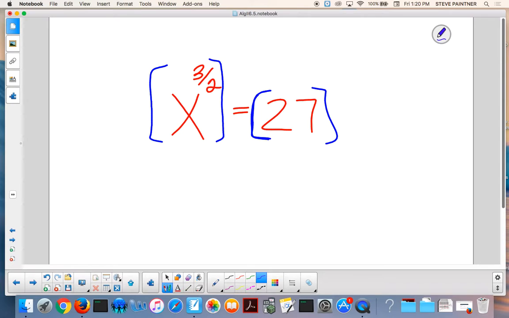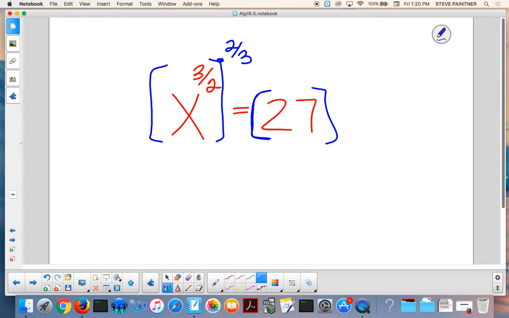Okay, it's an exponent and it's a fraction. So to get rid of a fractional exponent, raise it to another power. What's the other power you raise it to? The answer is the reciprocal power. So 3 over 2, raise it to the 2 over 3 power.